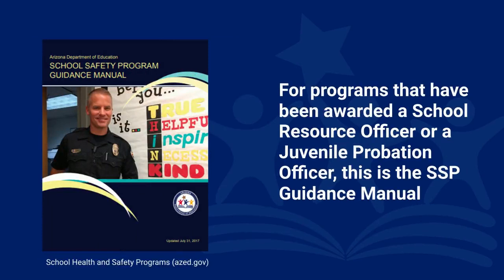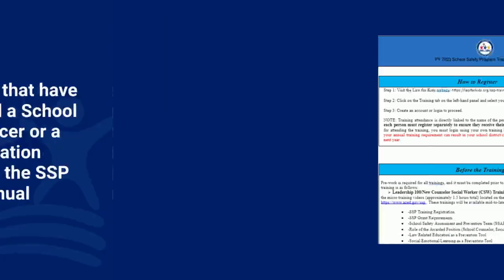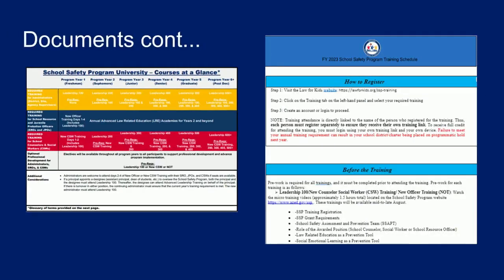For programs that have been awarded a school resource officer or a juvenile probation officer, this is the SSP Guidance Manual. You can access this document on our website under Program Requirements and Guidance within the SRO/JPO section. At the start of each year, we encourage participants to review the university course catalog to identify the training expectations for each role on your SAPT.